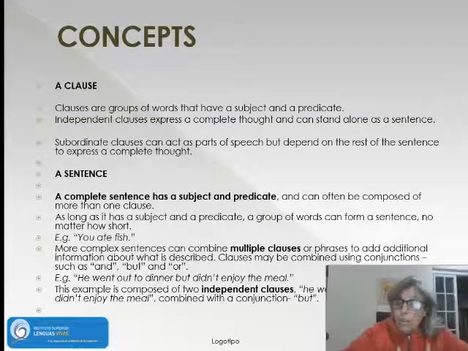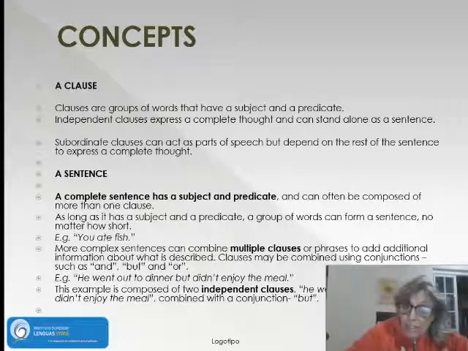A clause is a group of words that has a subject and a predicate. Independent clauses express a complete thought and can stand alone as a sentence. For example, I am recording a tutorial video.